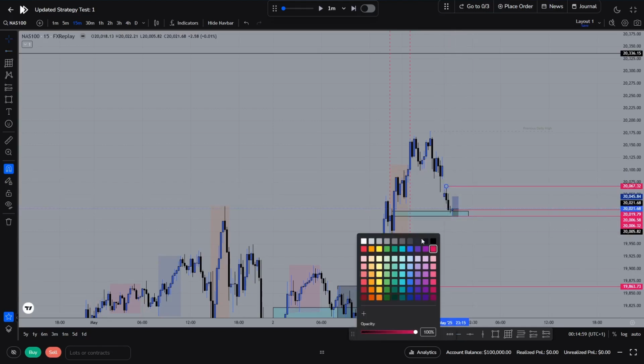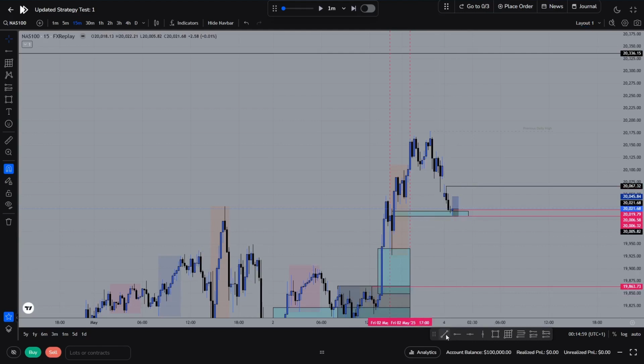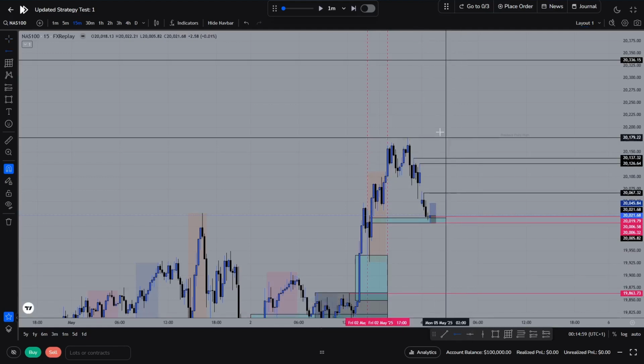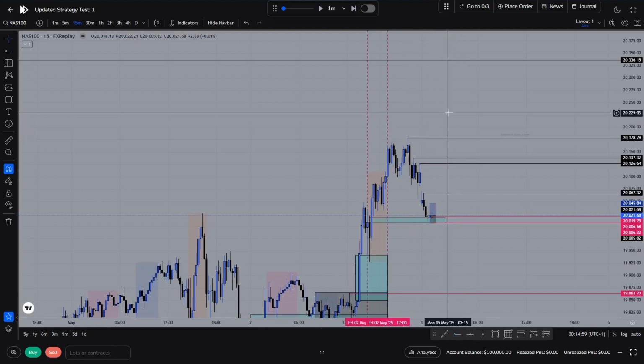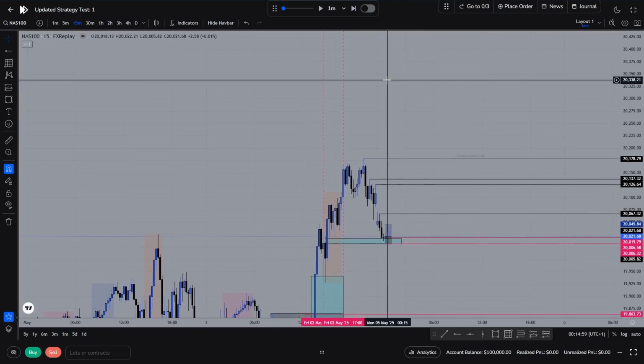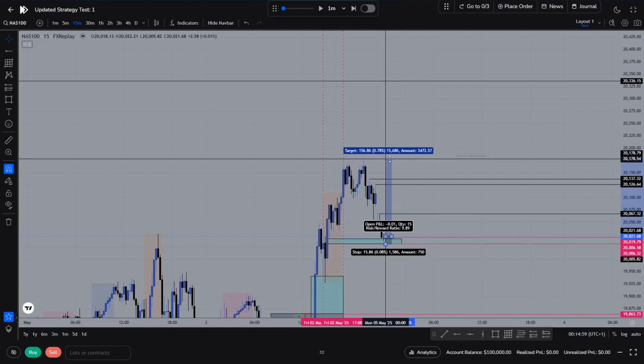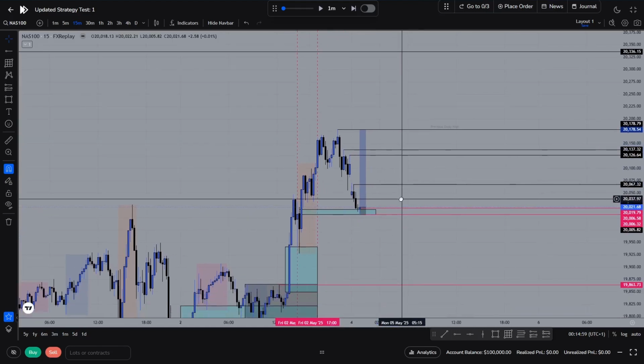TP1, TP2, TP3, previous daily high. And obviously I could even hold it all the way up there. 1 to 9, right there.